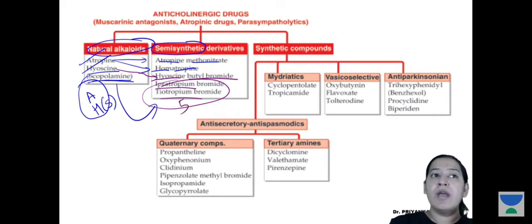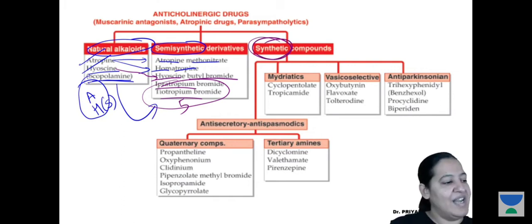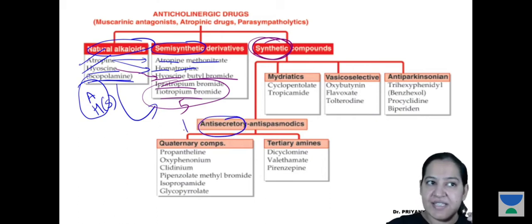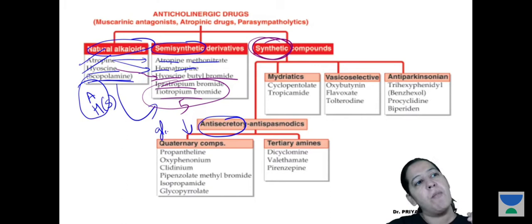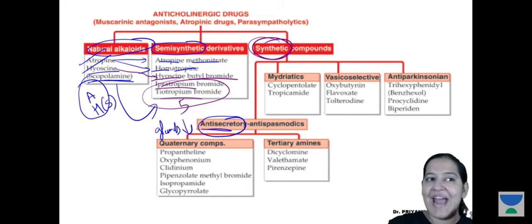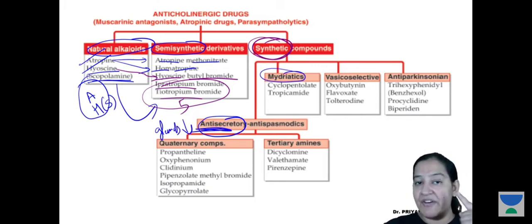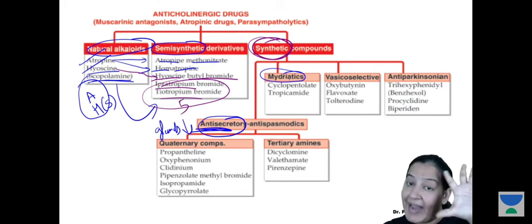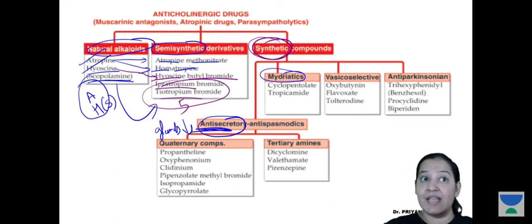Coming on synthetic one, which are artificial, completely artificial. In synthetic, the category depends on the uses. Some of them are anti-secretory, which decreases the gland secretion. The secretion from all glands in the body. That's why these are known as anti-secretory. Some of them are mydriatics. They act on the eye and they dilate the pupil in the eye. That's why these are known as mydriatics.